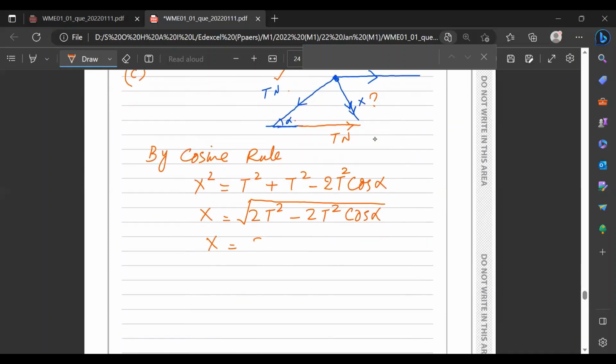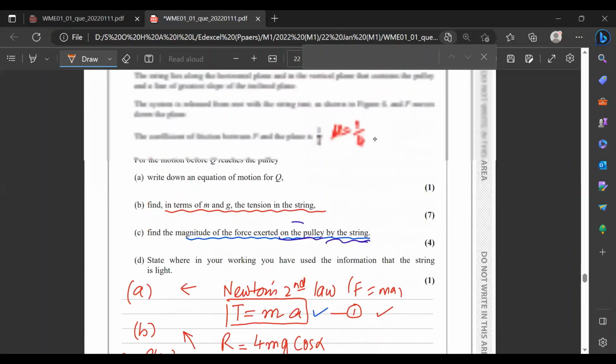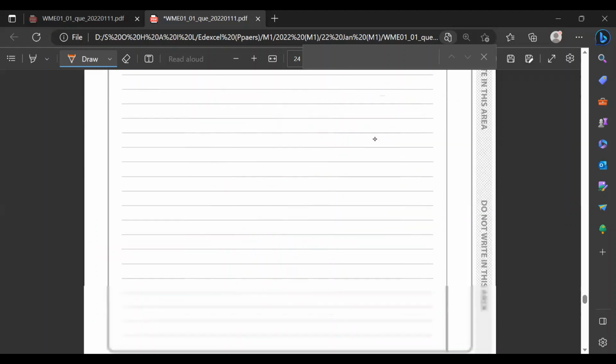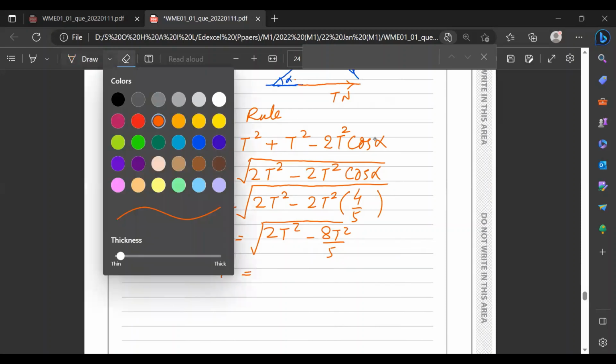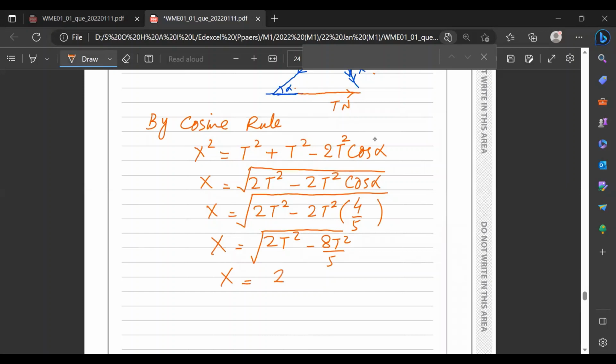X is equal to 2t squared minus 2t squared times cos alpha. The cos of alpha value is 4 over 5. I can write 4 over 5 with a square root. Then x is equal to 2t squared minus 8t squared over 5. So x is equal to (10 minus 8), which is 2, so this is 2t squared over 5.